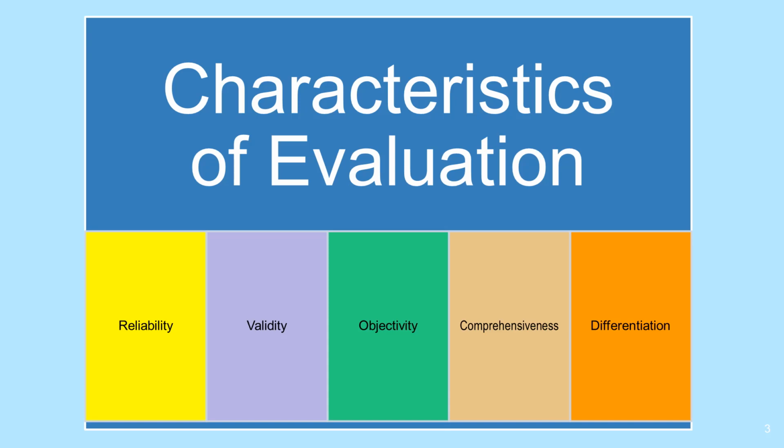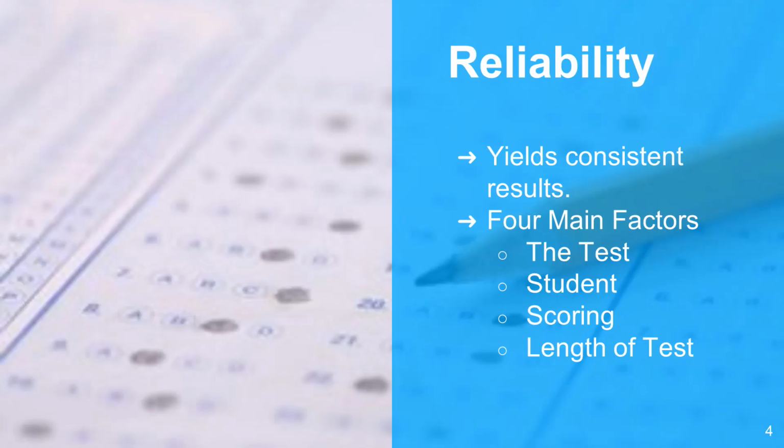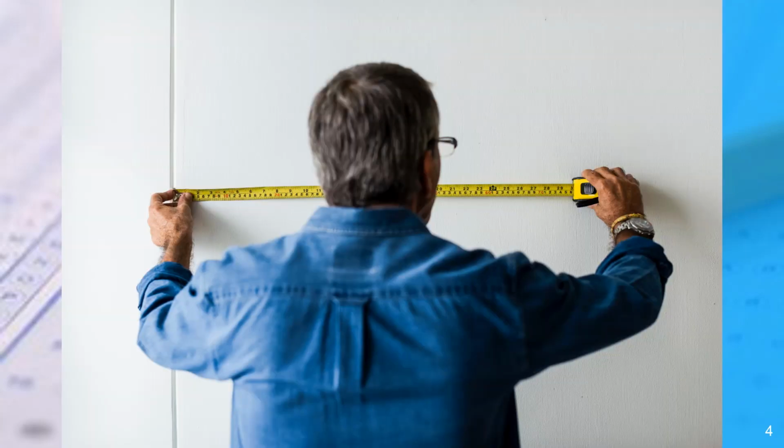Let's review each characteristic further. A reliable measuring instrument is one that yields consistent results. For instance, if a tape measure provides identical measurements each time we use it to measure a certain length, we consider it a reliable measuring instrument.